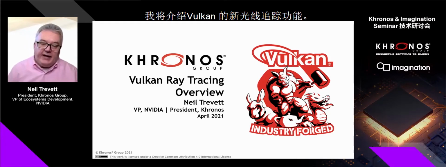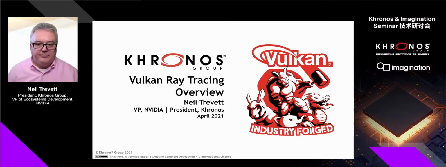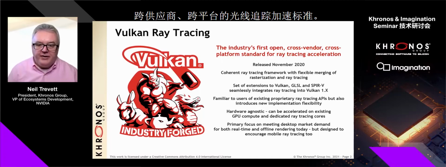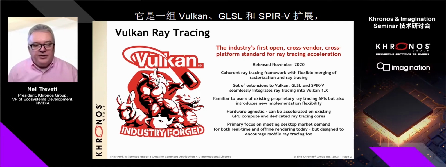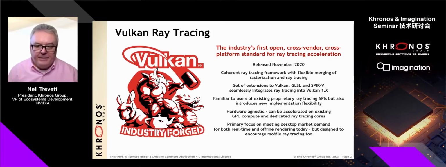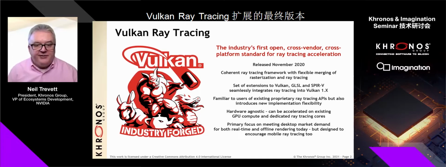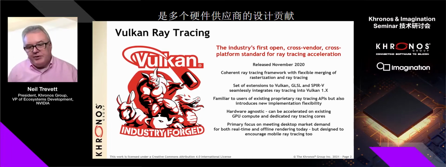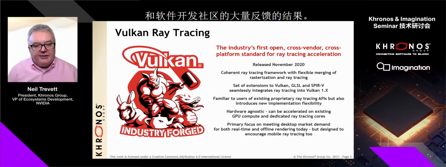And I'm going to give a high-level overview of the new ray tracing capabilities of Vulkan. Vulkan ray tracing is the industry's first open, cross-vendor, cross-platform standard for ray tracing acceleration. It is a set of Vulkan, GLSL, and SPIR-V extensions that seamlessly integrate ray tracing into the existing Vulkan rasterization framework. The final versions of the Vulkan ray tracing extensions shipped in November 2020 and are the result of design contributions from multiple hardware vendors and great feedback from the software development community.